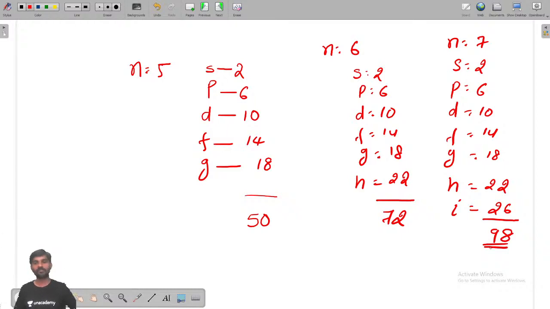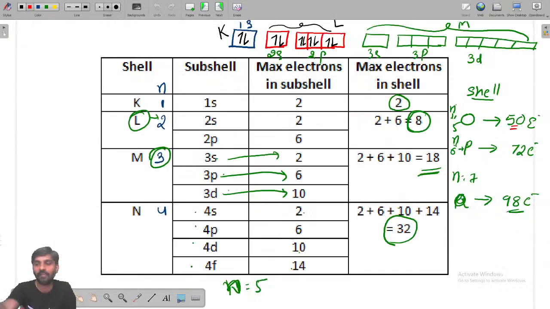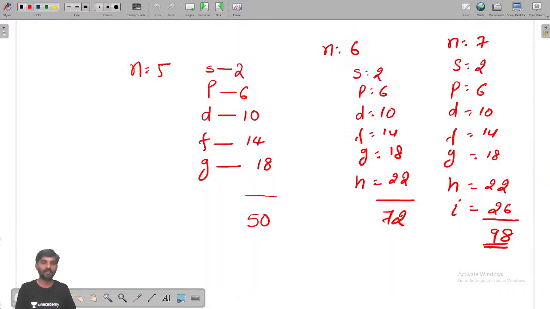Understood? Hope you understood. Very good that you asked this question, because many people may not understand this. They may just think why we are getting only 50, 72, 98. So for n equal to 5, 50 electrons can be accommodated. If n is equal to 6, you get 72 electrons. If n is equal to 7, you get 98 electrons. Very good, thank you for asking this question. We'll move on.